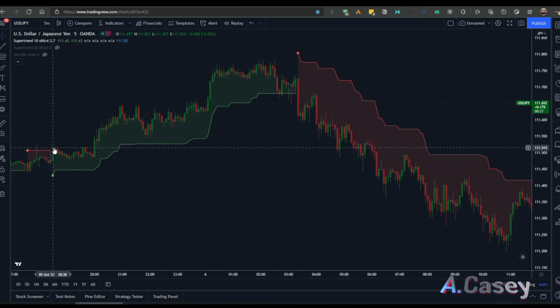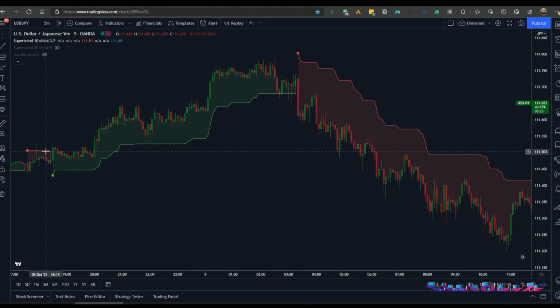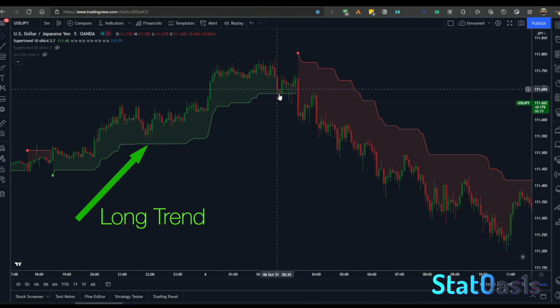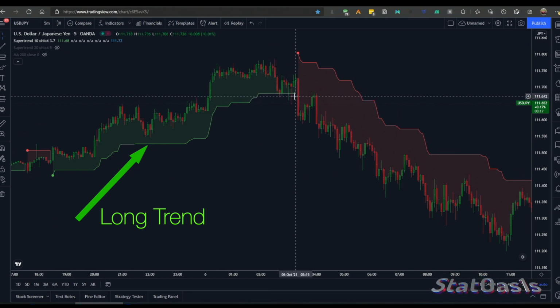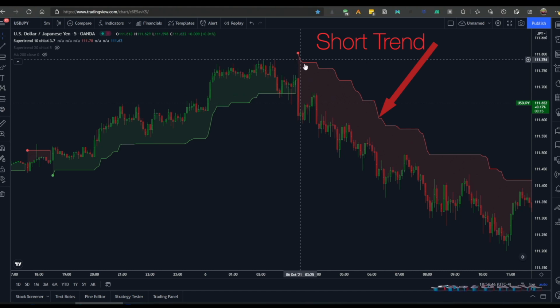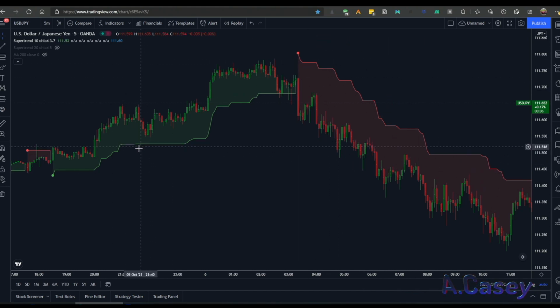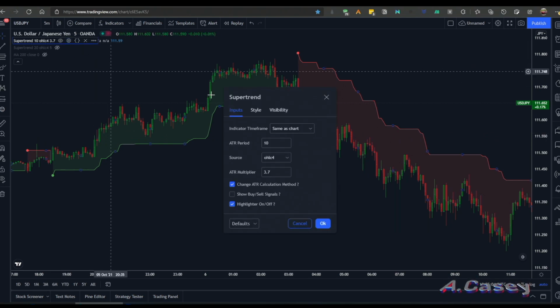But when the price closes above the upper band, then we only draw the lower band. And when the price closes below the lower band, then we only draw the upper band. And like I mentioned, this is the average of the high and the low plus or minus a multiplier of ATR. And we can change that.